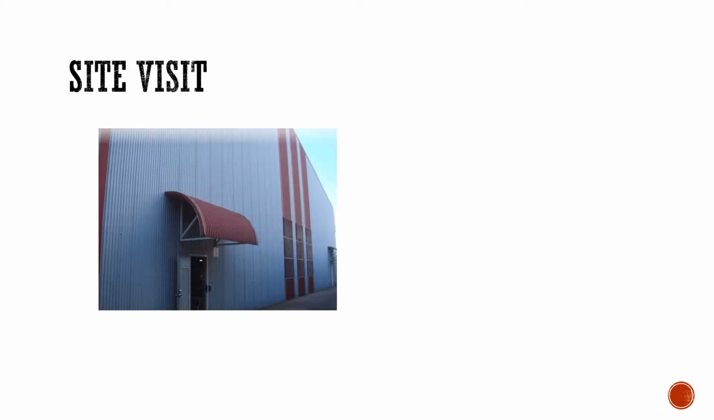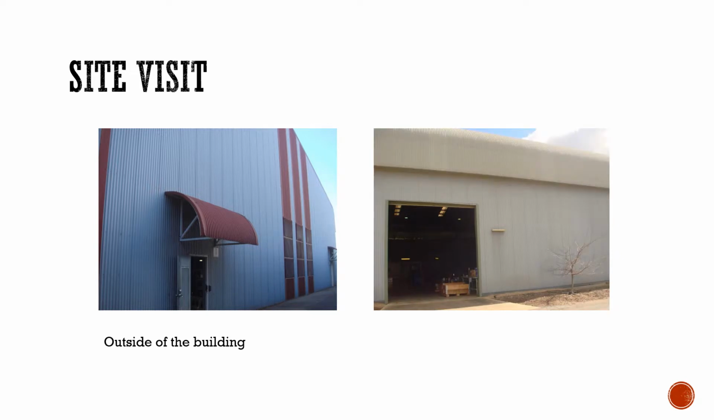Next, we are talking about the site visit at Mossman Lakes. And here are some photos of the outside of the site building. From these pictures, the building is an industrial building with metal panel external cladding. Moreover, there are large and small entrances which are designed for humans and vehicles. This arrangement will ensure the safety of people and improve efficiency.